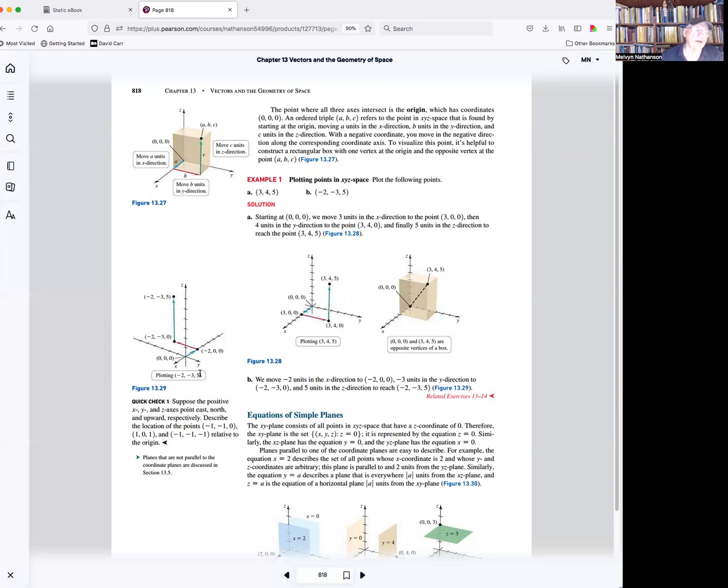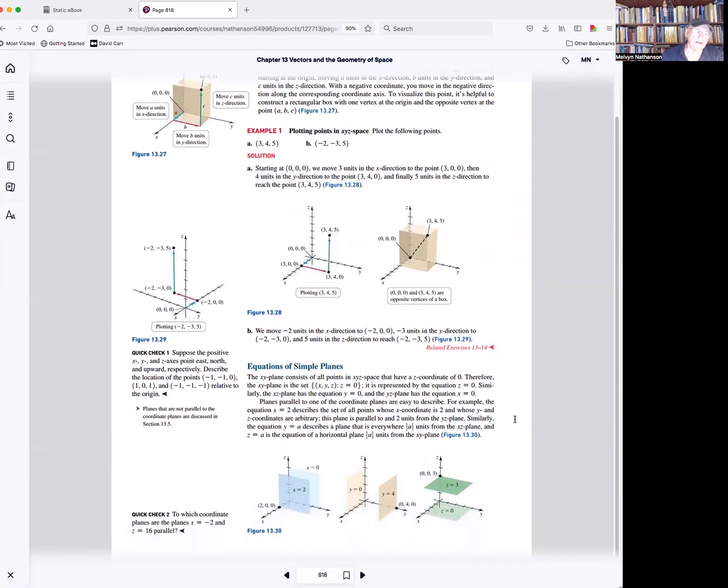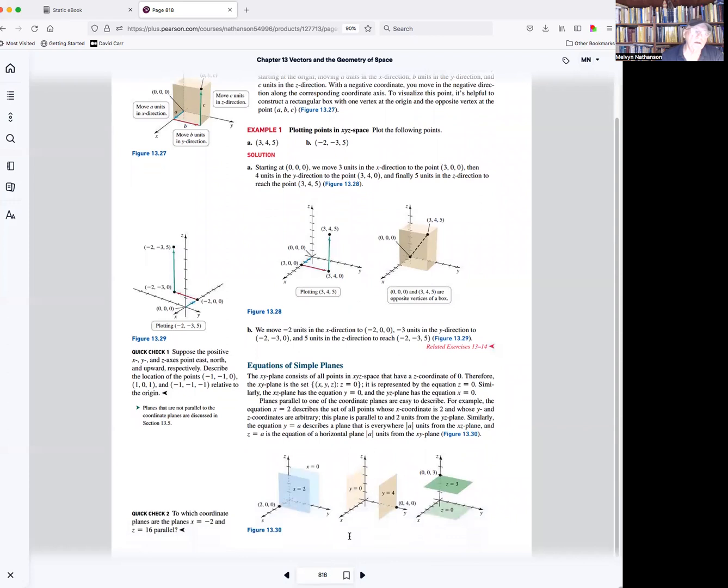So you associate coordinates to every point in three-dimensional space. That's kind of clear. And you can also write down the equations for very simple planes. For example, if you look at all the points in the plane where z is equal to 0, then you're just in the xy plane.